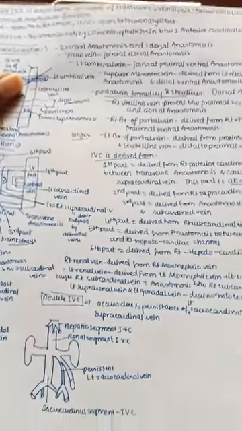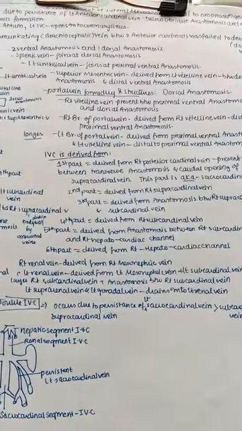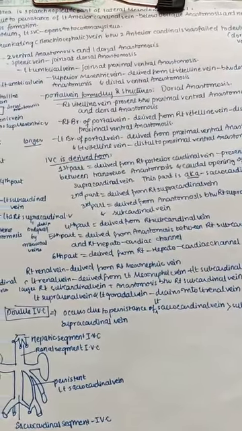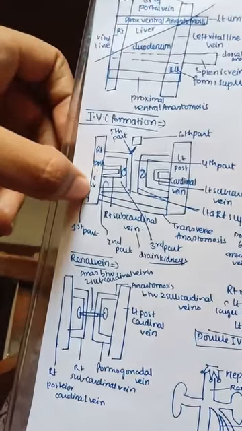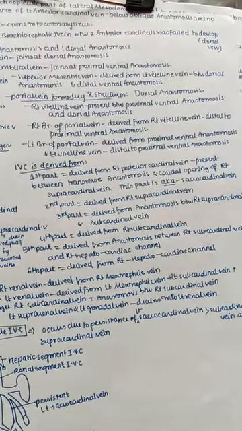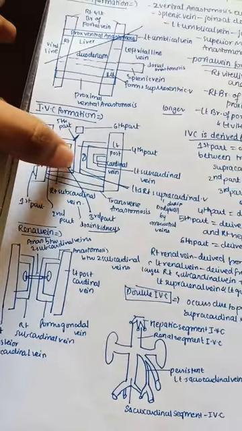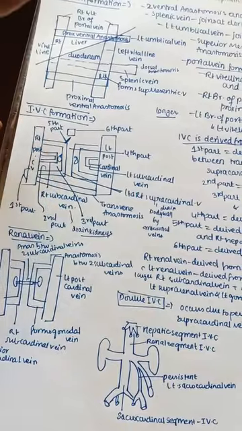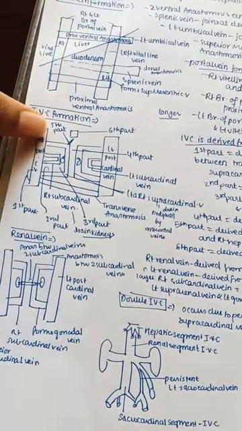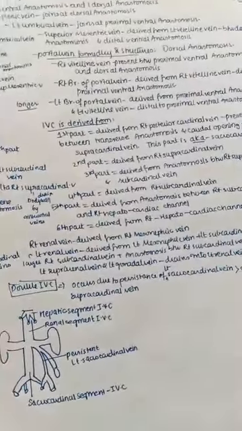So now let us see how the IVC is derived. The IVC is divided into parts. The first part is derived from the right posterior cardinal vein, that is present between the transverse anastomosis and the caudal opening of the right supracardinal vein. You can see these are the supracardinal veins, these are subcardinal veins, and these are cardinal veins, the right posterior cardinal vein and the left posterior cardinal vein. This is a transverse anastomosis.